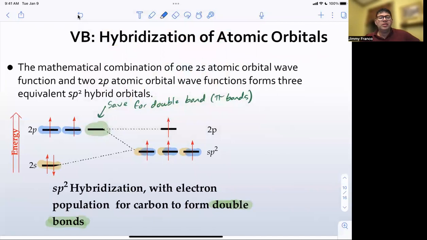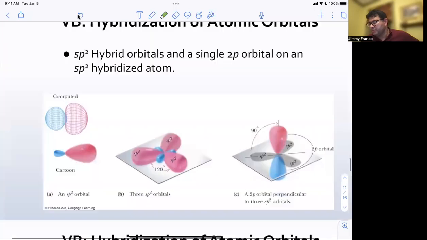Hopefully you can see that the sp2 is a mixture of the 2. So now all 3 of them have a little bit of the s orbital in them, and a little bit of the 2 p orbitals, and they're all mixed together. And then we completely saved that other orbital for the 2p. So anytime we're going to have a double bond, we have to save one of those p orbitals, and so we can only hybridize the other orbitals.